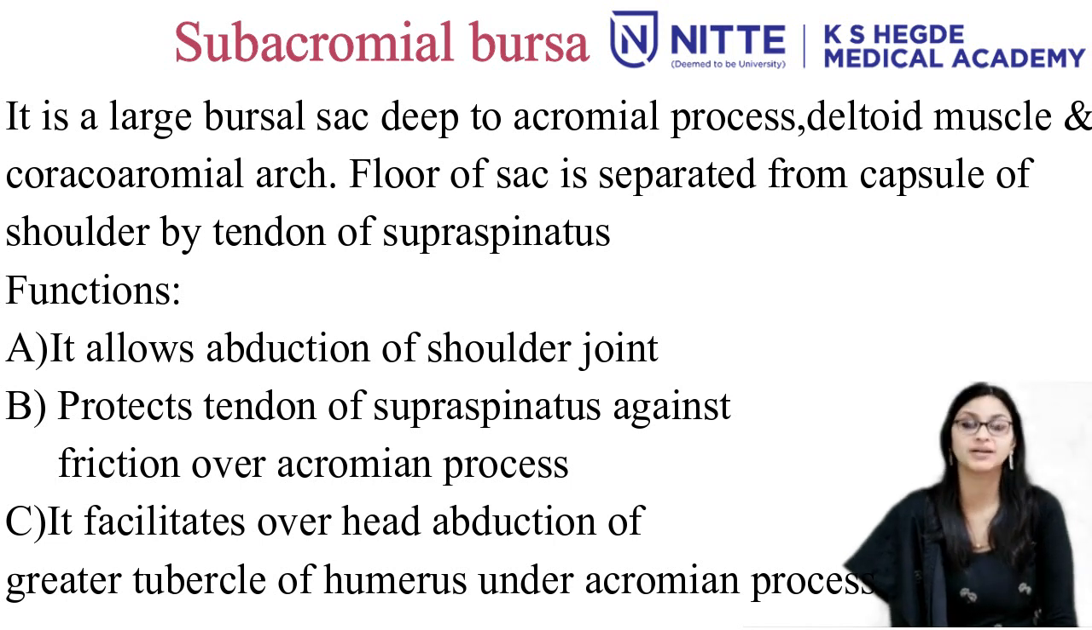Talking about the function of the bursa, it allows abduction of the shoulder joint and protects the tendon of supraspinatus against friction over the acromion process. It facilitates overhead abduction of the greater tubercle of the humerus under the acromion process. Inflammation of the bursa leads to a condition called subacromial bursitis.